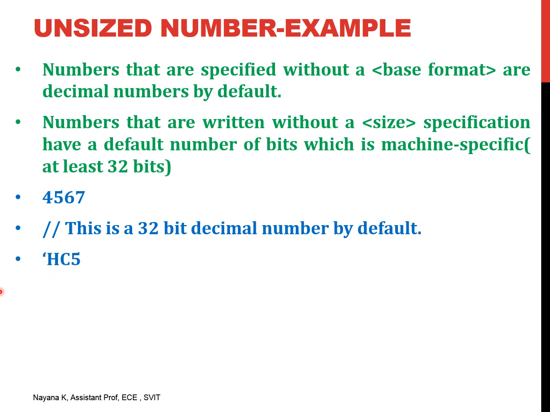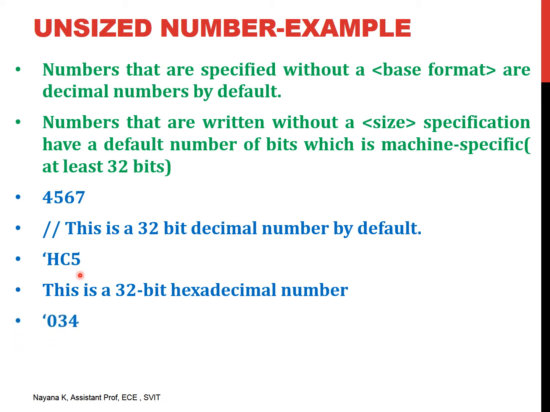Let's take this. Tick H C5. In this case, we have mentioned the base format, but we have not mentioned the size. So this represents a 32-bit hexadecimal number C5. So C5 is converted into a 32-bit number by adding zeros as a prefix. Tick O 34. Tick O indicates octal. No size mentioned, so it is 32-bit. So this is a 32-bit octal number 34.